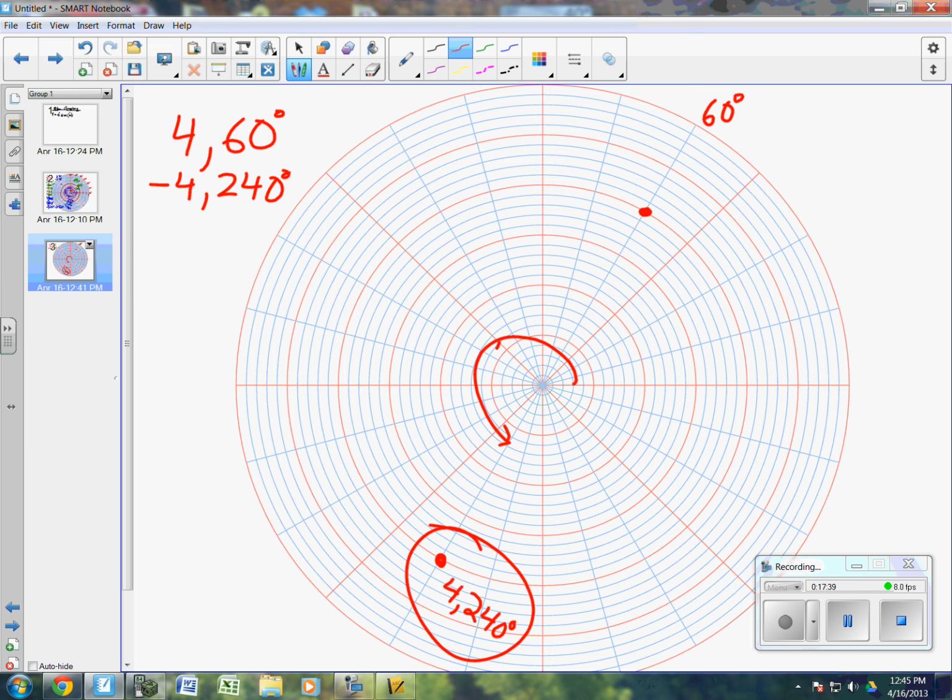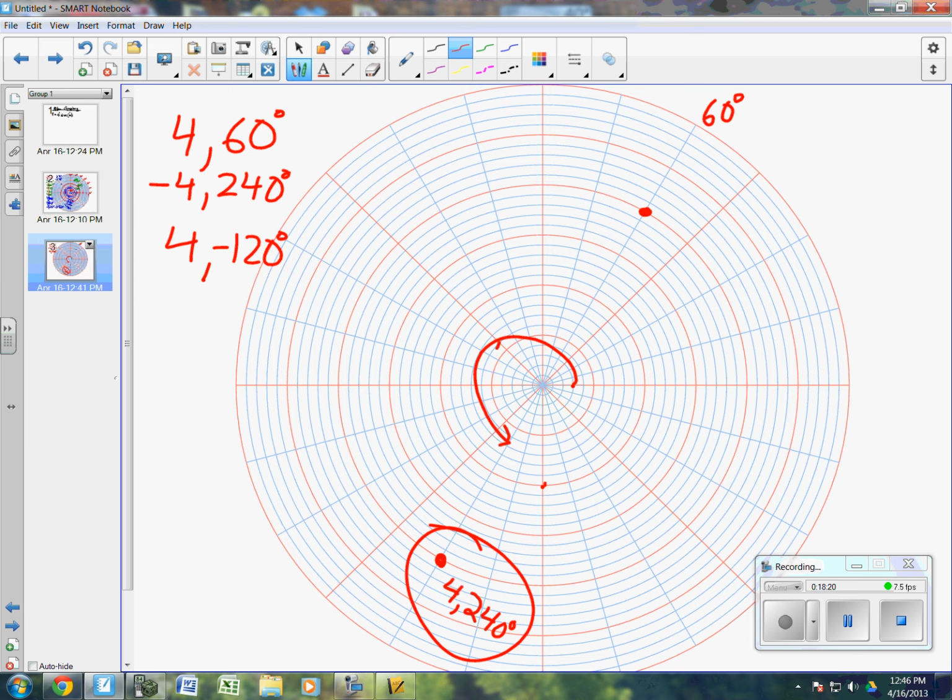4 comma what? 4 comma negative 300? Well, all I have to do is go to here. So what is that angle? That's negative 90 degrees plus a negative 30 degrees. It's negative 120 degrees, isn't it? No, negative 120 degrees. Because I went negative 120 degrees, and since it's positive, I go out on that line. Oh, yeah, we want to go to that side, don't we?